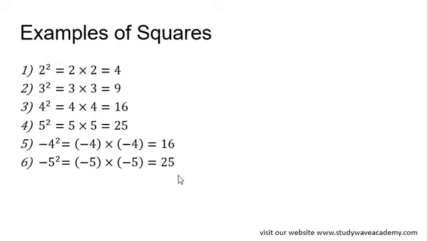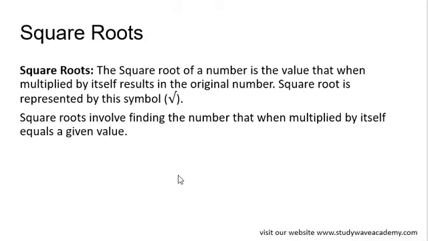Okay, good. Now we're going to be moving over to knowing the meaning of square roots. What do we mean by square roots? The square root of a number is the value that, when multiplied by itself, results in the original number. Square root is represented by this symbol. This symbol is called square root. Square root involves finding the number that, when multiplied by itself, equals a given value.